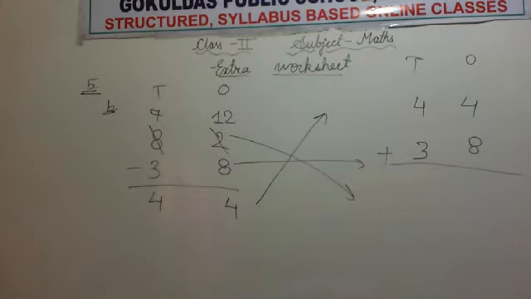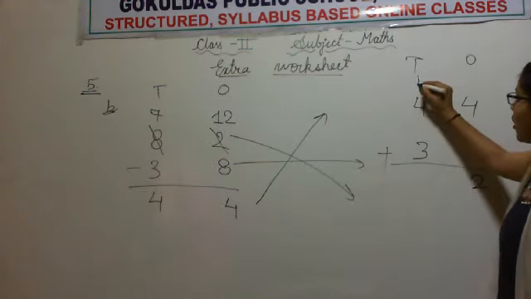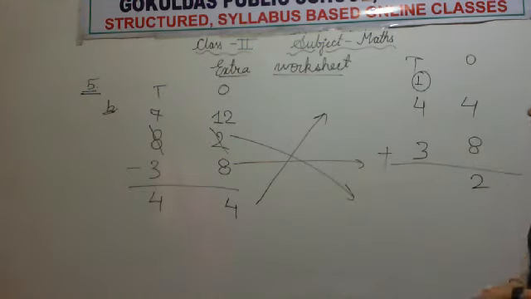Count 4 finger marks and 8 finger marks. How many finger marks? Very good, 12 finger marks. So regrouping we all know. So 1 will be in the form of carrying the next column. So all of you add 1, 4 and 3 and tell me the answer.